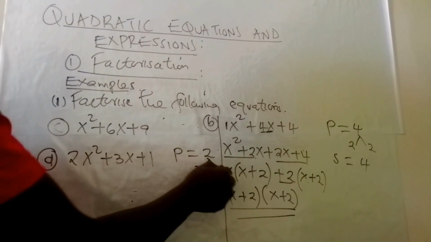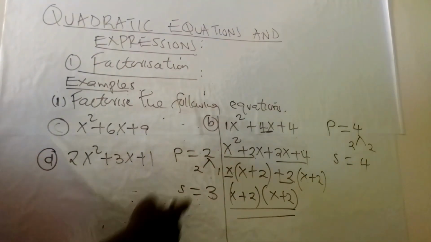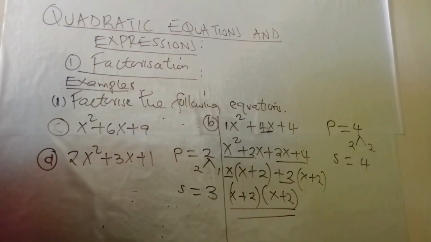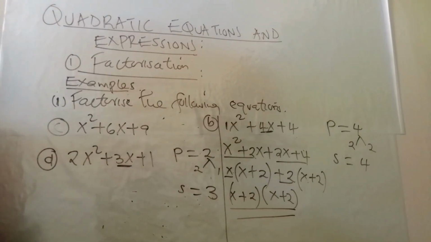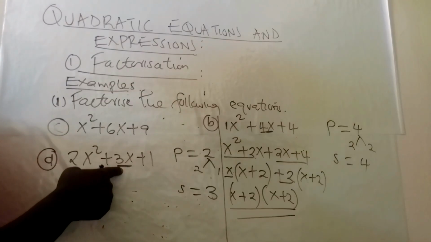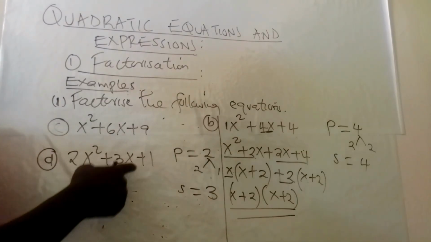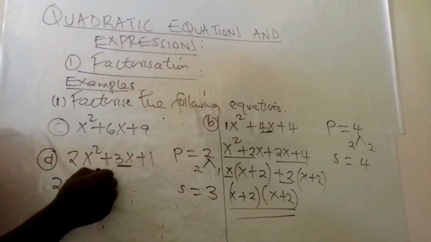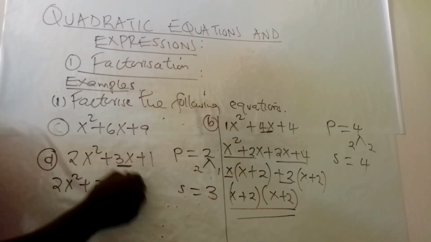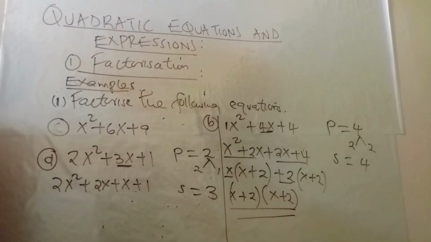Factors of 2 are 2 and 1. So 2 times 1 is 2, 2 plus 1 is 3. So those are the factors, 2 and 1. So again, use those factors to express our 3x in two ways. We're going to have 2x squared plus 2x plus 1x plus 1.